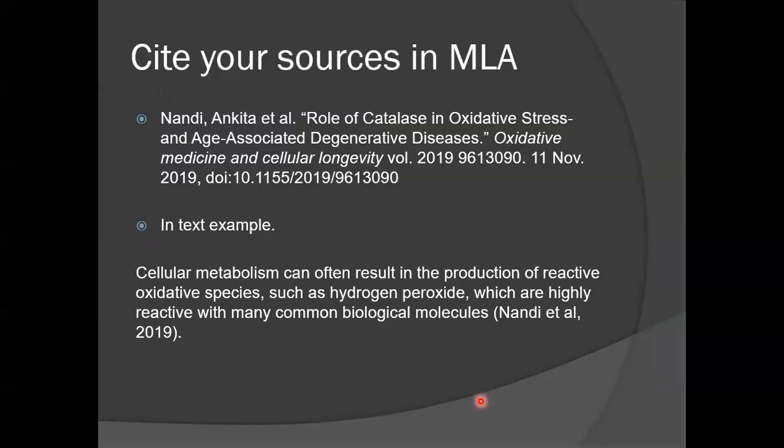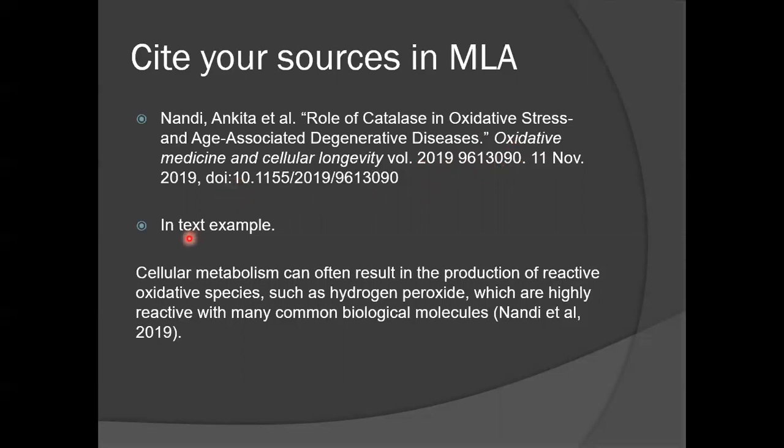Your sources should be cited in MLA format and cited in text. An example here from the previous paper: we have the author. There are multiple authors, so we say et al. Then the title of the paper, the journal, volume number, date accessed, and the DOI.